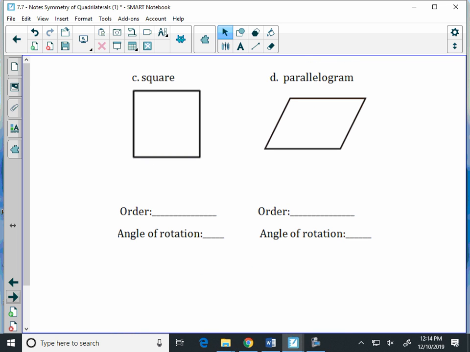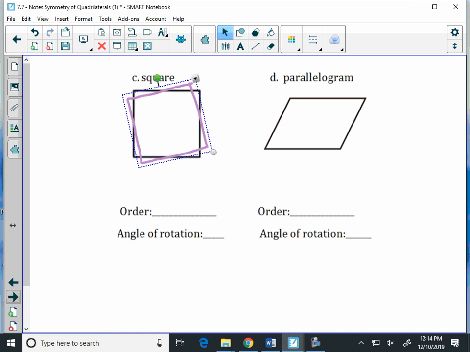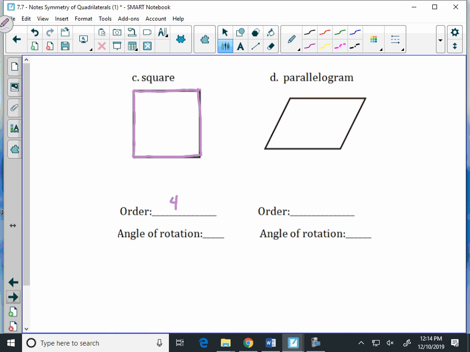For a square, how many times do you think we can rotate a square and it maps onto itself? 4. Yeah, it's a regular figure. All sides and angles are the same. It has 4 sides, which means you can rotate it 4 times. There's 1, 2, 3, and 4. So the order is 4. What is the angle of rotation? What do we get when we do 360 divided by 4?